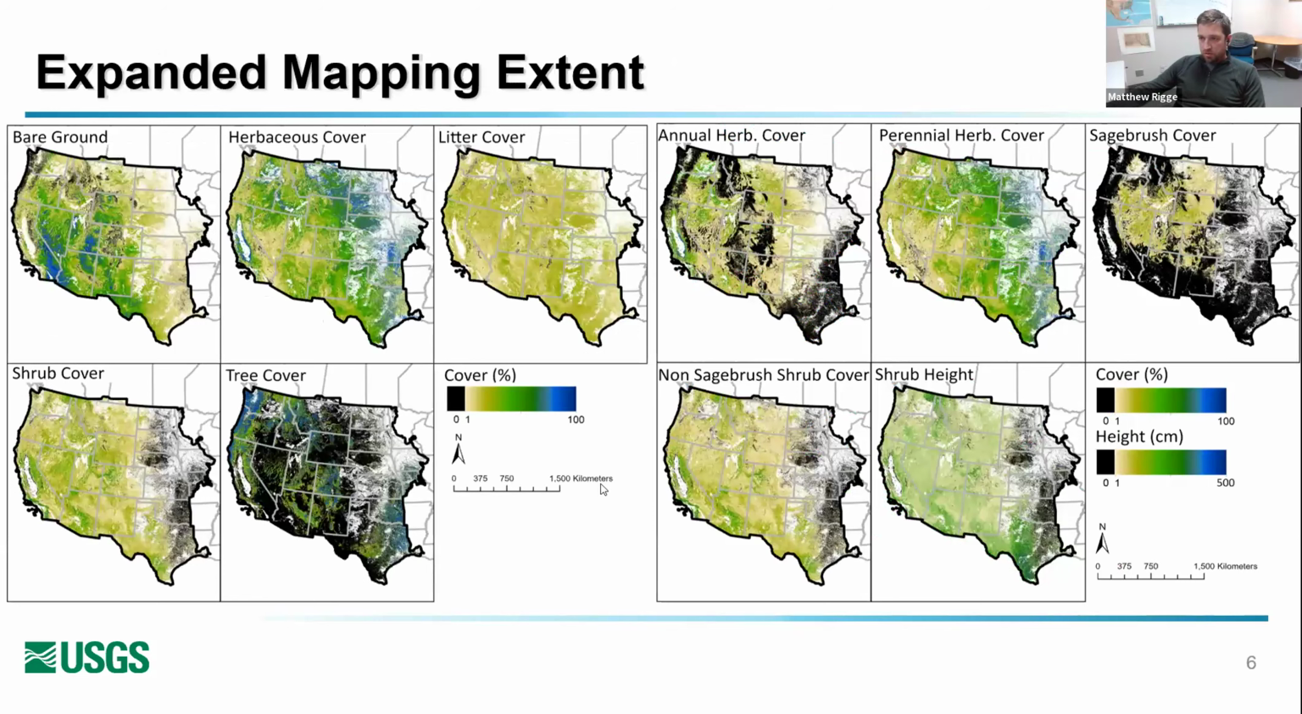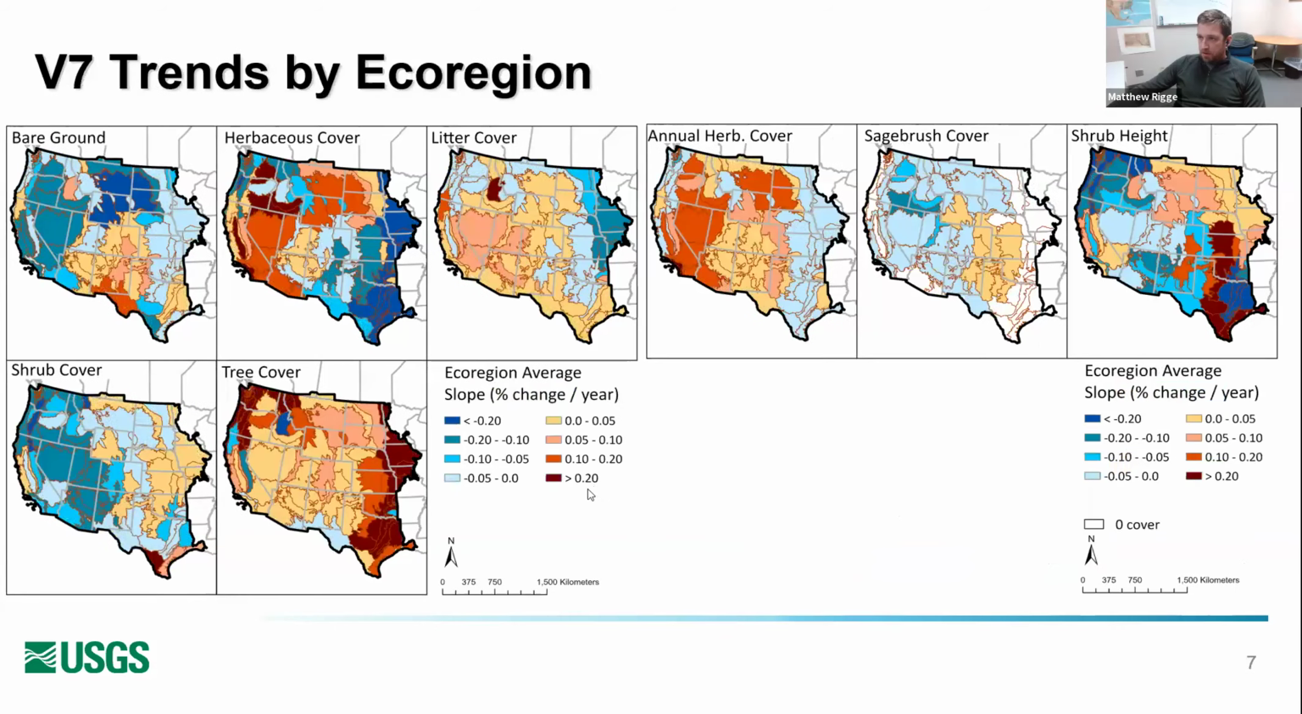Here's an overview of what those products look like. This is a 2024 map. And really the most interesting thing is when you start looking at temporal patterns. And I'm going to focus on that for a few minutes here.